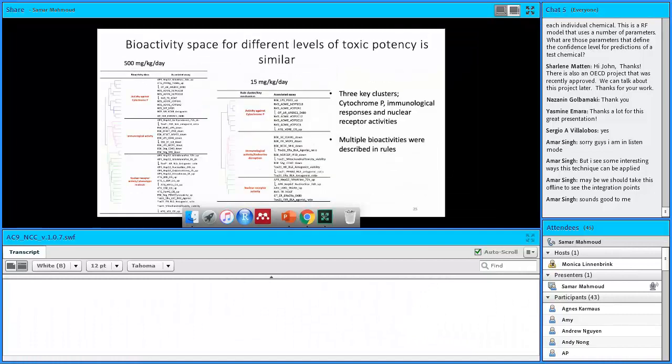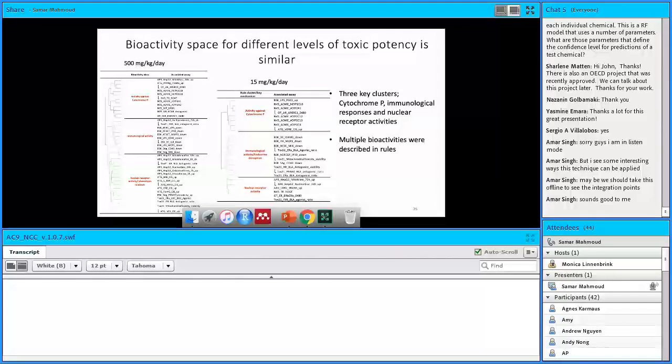So what we have observed, in these tables, it lists the endpoint and the ToxCast assays that have been used in the rules and the clusters. We observe similarity in the bioactivity clusters between the two toxicity thresholds, where both of them have three main clusters represented by cytochrome P activity, immunological response, and nuclear receptor activity.